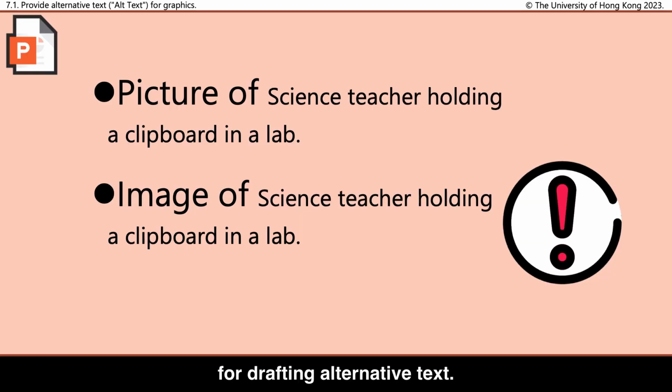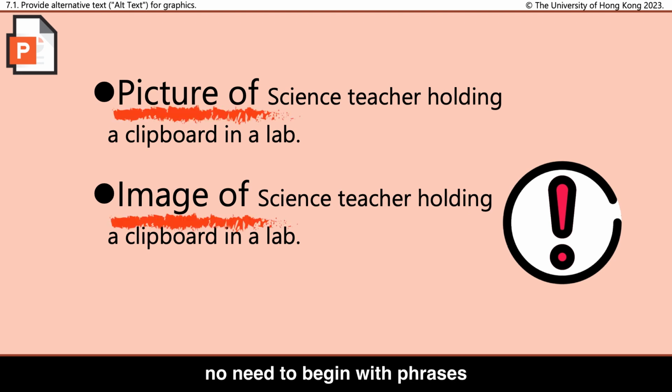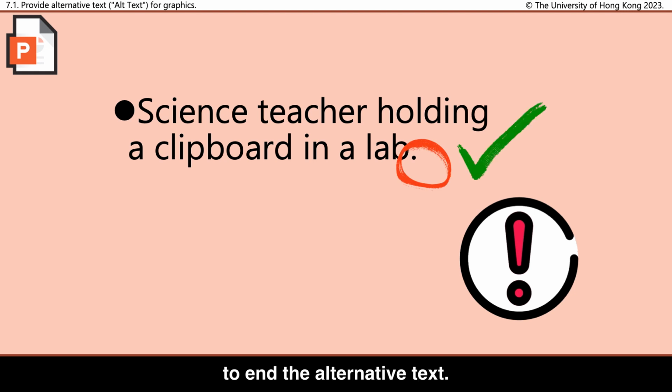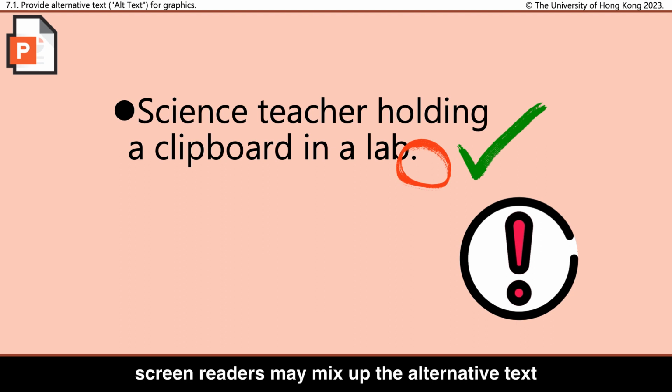Here are some tips for drafting alternative text. In general, no need to begin with phrases such as picture of or image of. Only include the informative text embedded within the graphical content in the alternative text. Use punctuation such as periods to end the alternative text. Otherwise, screen readers may mix up the alternative text and the main body text that follows. It may confuse the users.